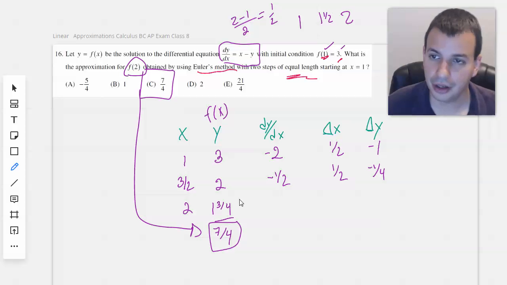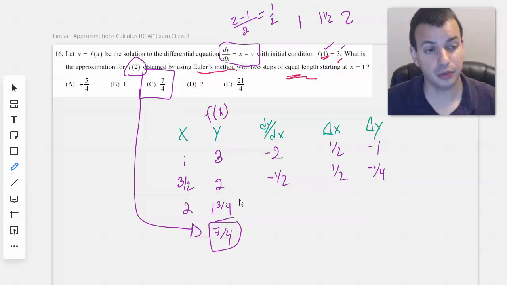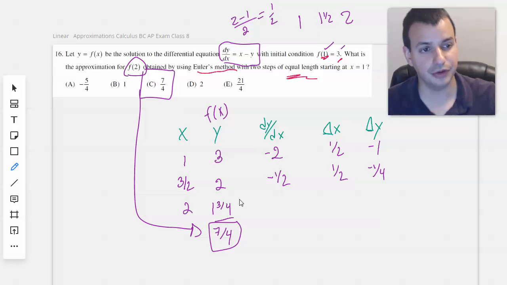So I hope that helped. Next time we'll go over L'Hopital's rule, and that'll round out pretty much everything we need to know about derivatives. After that, we'll do a review, and then it's on to integral calculus.